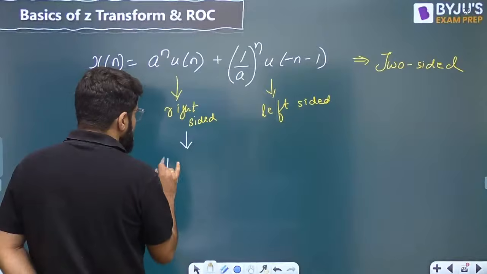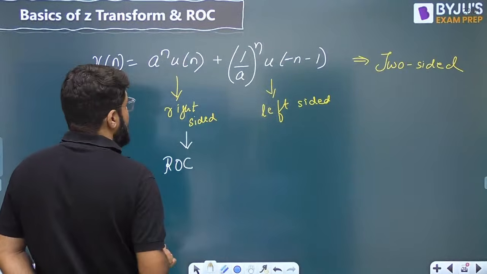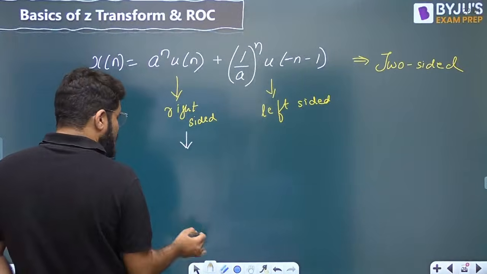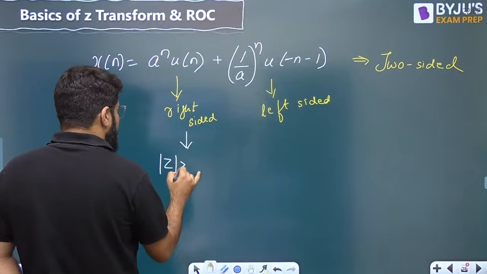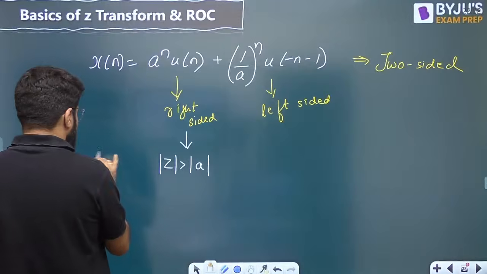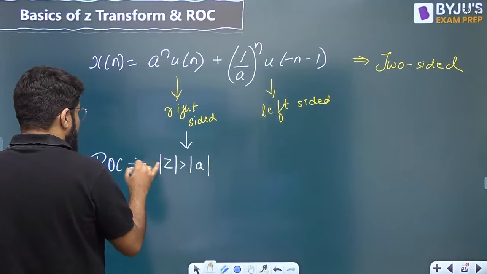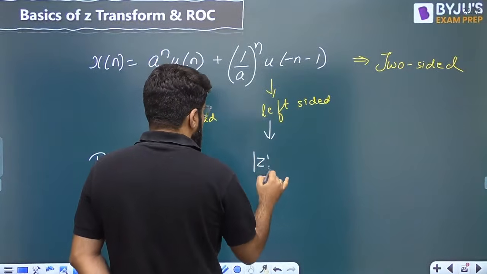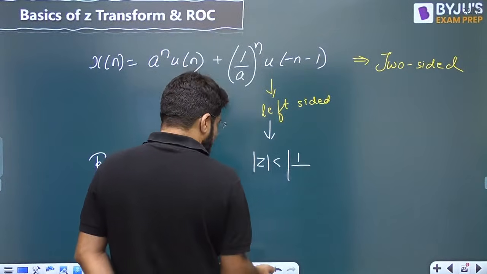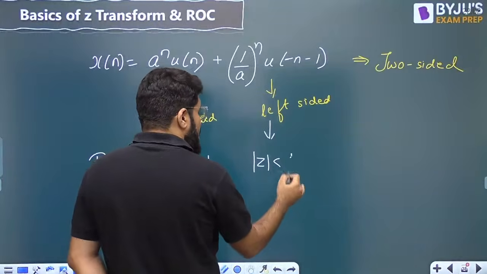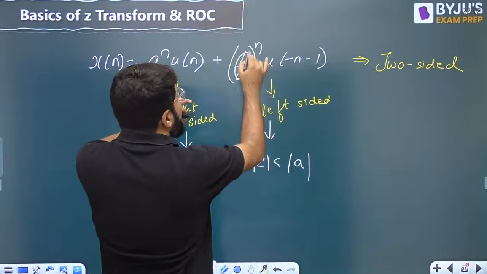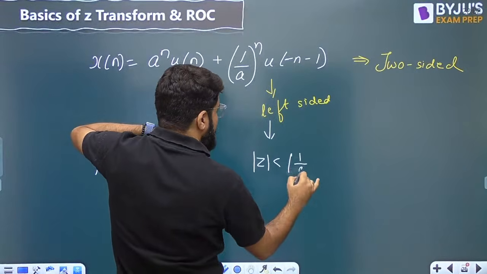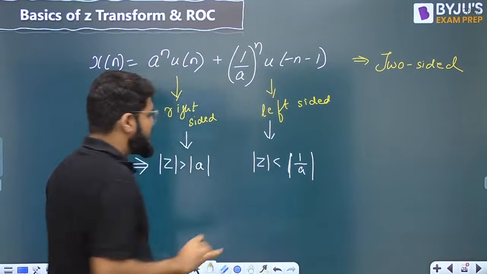So what is the ROC for the first one? A power n u[n], and we all very well know the ROC is mod z greater than mod a. For the left sided, mod z less than mod a. But here it is not a power n, it is 1 by a power n, so here it will be mod z less than mod 1 by a.